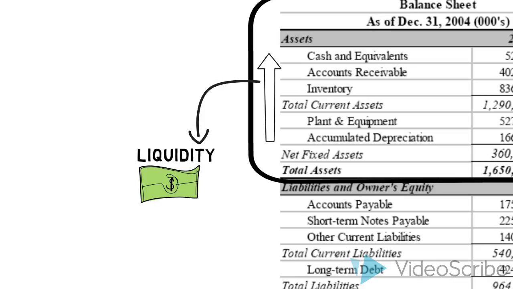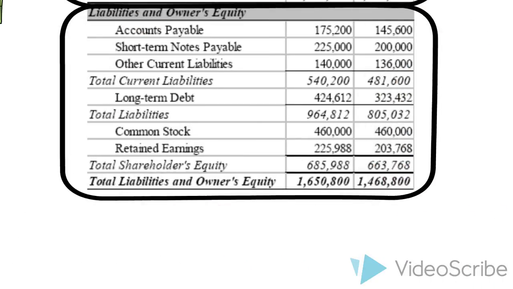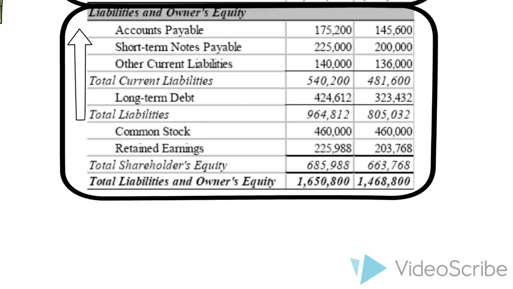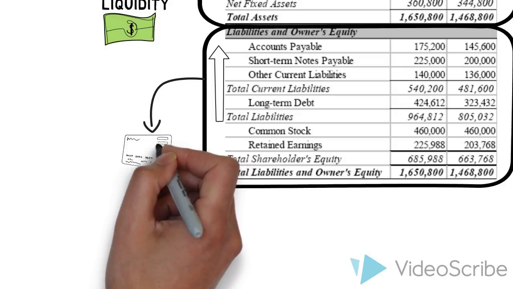Now, let's take a look at liabilities. We have the same structure. Current liabilities are obligations that can be paid off within, on average, 12 months, and long-term liabilities take more than a year to be paid. So they are also allocated according to how quickly a liability can be paid off.